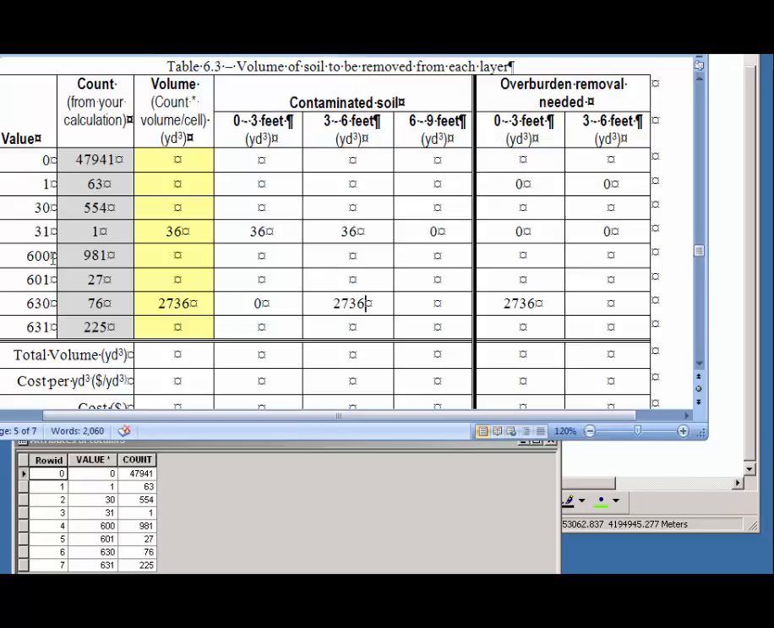2,736. Remember, I'm not putting in 76, the pixel count, and I'm not putting in 630, the value. I'm putting in the volume. 6 to 9. Well, yes, I have a 6 in my figure, so that means my 6 to 9 foot level is also contaminated. So I have 1 overburden and 2 contaminated volumes out of that one category called 630. And that'll have 0 there. So I think you can do the rest of the table in a similar fashion.